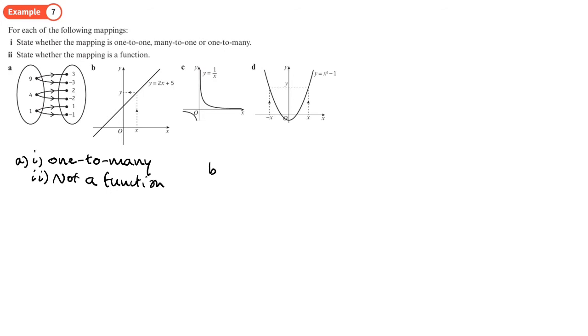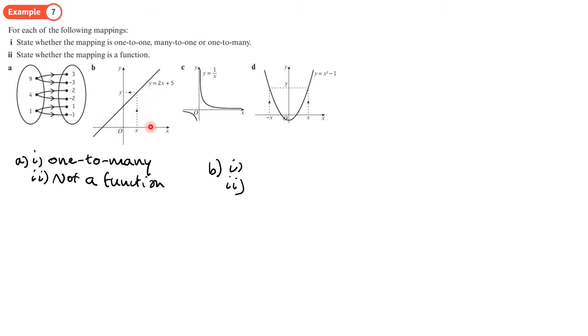Right, let's have a look at B. Now you can tell if something is a function by its graph. Our inputs are along here and our outputs are along there. If it's got no gaps in it, that means every input has an output. So if anywhere you go along the x-axis, you'll meet the y-axis.